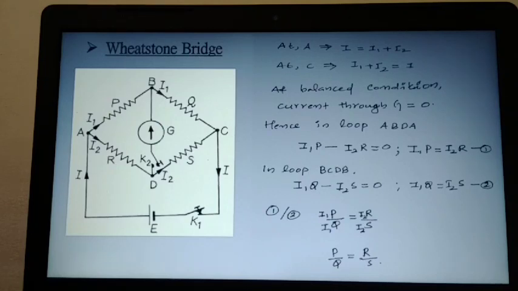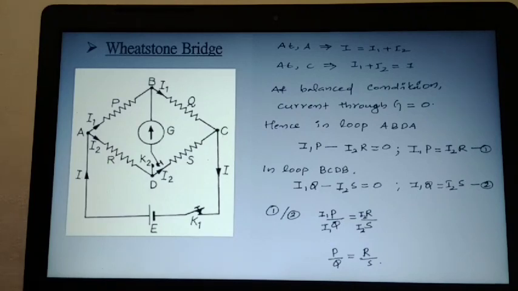you can find a cell of EMF E connected, and a key K1 is there. When the key K1 is closed, from the cell E, a current I flows from the positive terminal and reaches the junction A. And between the other diagonal points B and D, a galvanometer with a key K2 is connected.